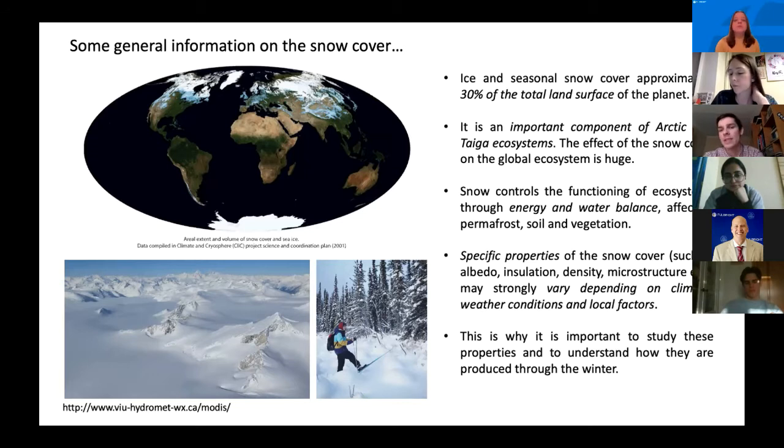Why it happens is because snow has very specific physical properties, such as very high albedo, strong insulation properties, and very specific density and microstructure, and also layering. So snow may vary strongly depending on climate, weather conditions, and a variety of local factors.